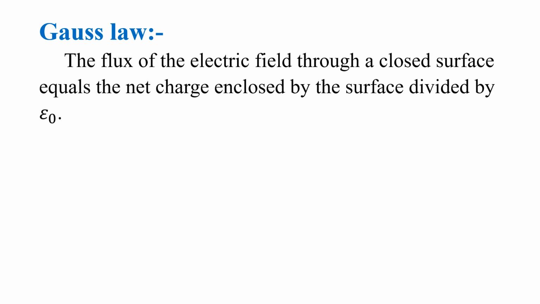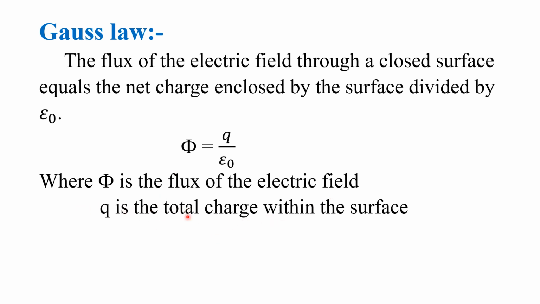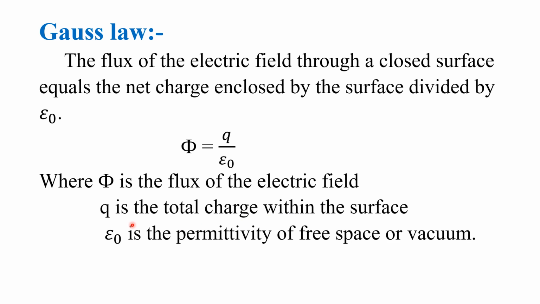Here is the statement of Gauss law: the flux of electric field through a closed surface equals the net charge enclosed by the surface divided by epsilon 0. Therefore, phi is equal to q upon epsilon 0, where phi is the flux of the electric field, q is the total or net charge within the surface, and epsilon 0 is the permittivity of free space or vacuum. This statement is called Gauss law.